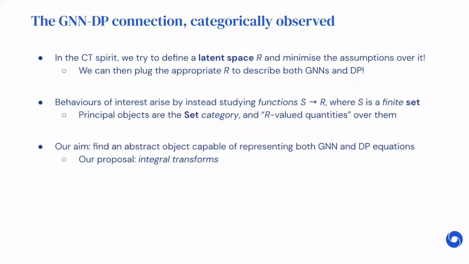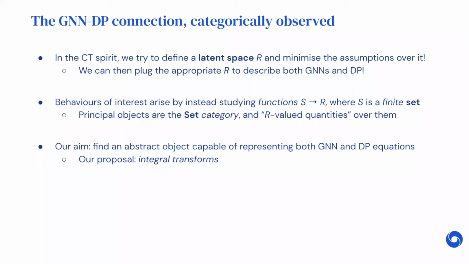What we're going to try to do is ignore the specifics about the data space that we're operating over. So we're going to try to define some latent space R, and we'll minimize the assumptions over it as much as possible, and then plug in the appropriate R to describe both GNNs and dynamic programming. And it turns out that this is okay to do because most of the behaviors we're going to care about, at least for now, to the extent of our theory, will arise by studying not R, but functions from S to R, where S is a finite set.